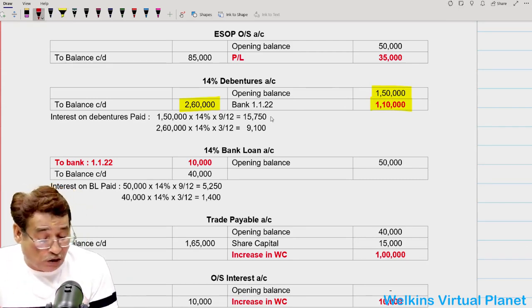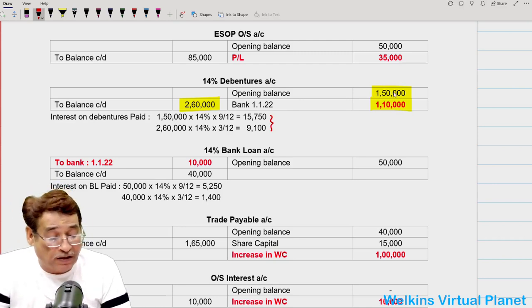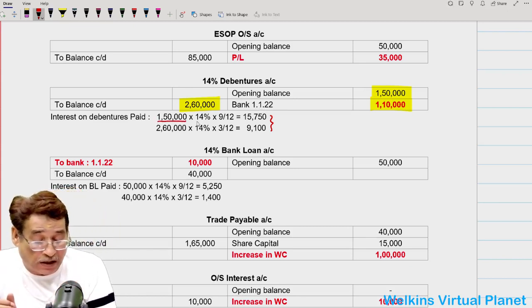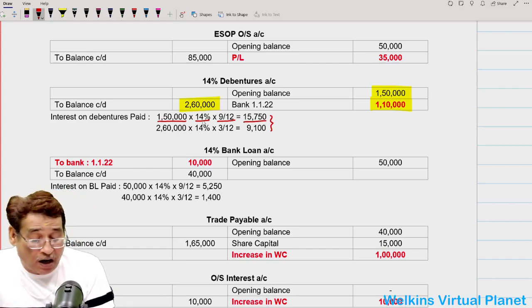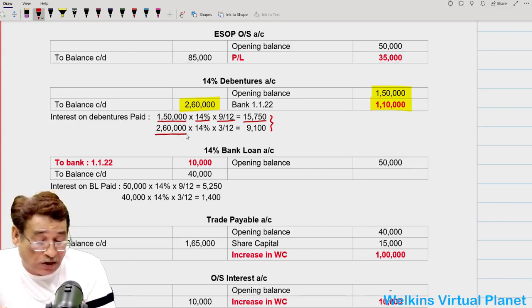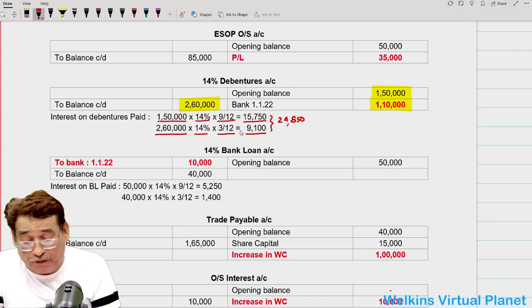But in this question, you will also have to compute interest on debenture paid. Because in the beginning, you had 14%, 1,50,000 worth of debenture. And on 1-1-2022, you issued new debenture, 1,10,000. So first of all, you compute interest on 150 at 14% for 9 months. That is equal to 15,750. After this date, now you have issued 1,10,000 more debentures. So now you are having 2,60,000 debenture. You compute interest 14% for 3 months. That is equal to 9,100. So total interest paid will be equal to 24,850.